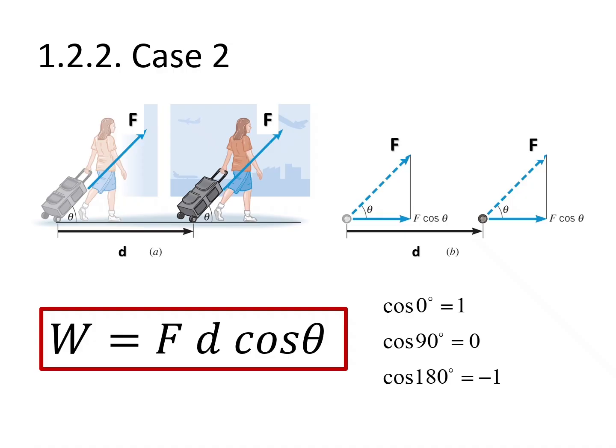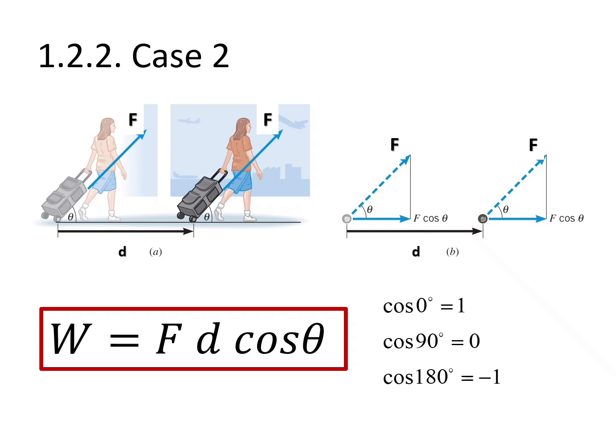Now let us connect this to three cosine values on the slide. If theta equals 0 degrees, cosine theta equals 1. The force is in the same direction as the displacement, so the work is maximum and positive.